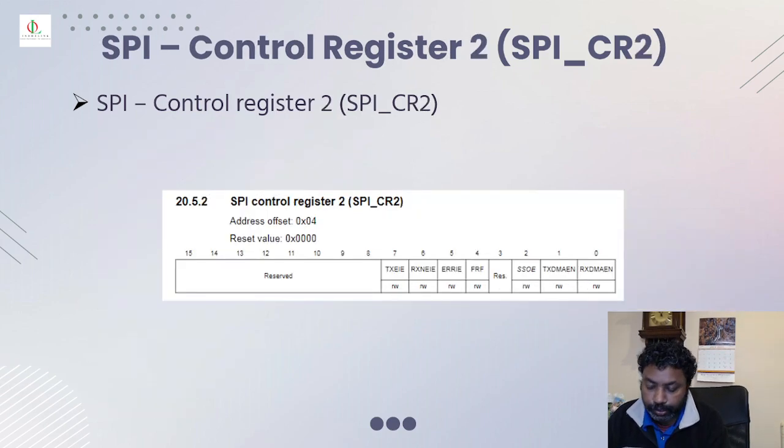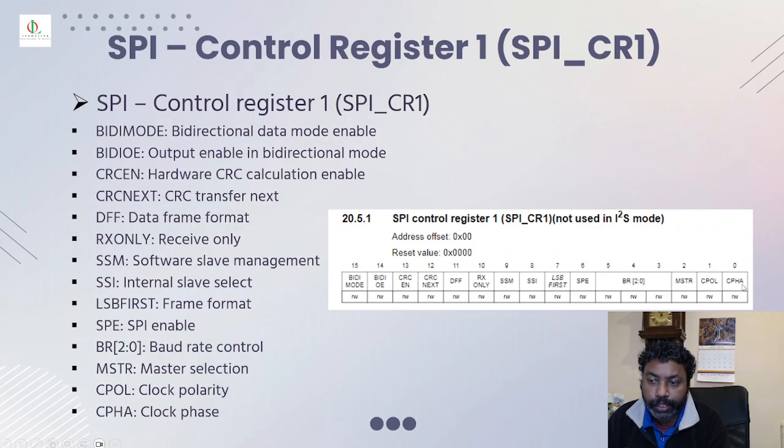And this is control register 1. In this we'll be using the clock phase, clock polarity bit, the master bit, and this is the baud rate generator bits 5, 4, 3, and then the internal slave select, and this is the slave select management, or software slave management, I should say, and the data frame format and RX only. The others we are not going to use in this one, but we'll be using bits 0, 1, 2, 3, 4, 5 and 7, 8, 9 and 11. These are all the bits we'll be using in the program.